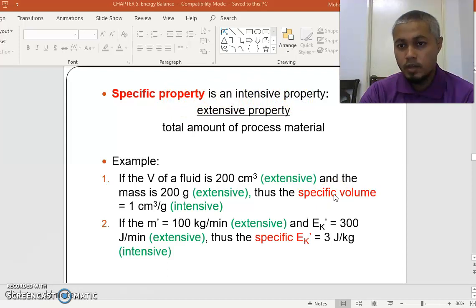So in the steam table, we will read the specific volume of water, specific enthalpy of water, and specific internal energy of water. Not only water, but also steam, saturated steam, and superheated steam as well.